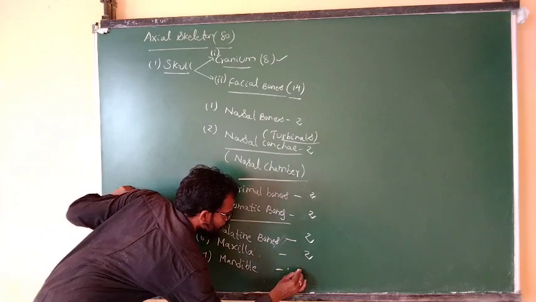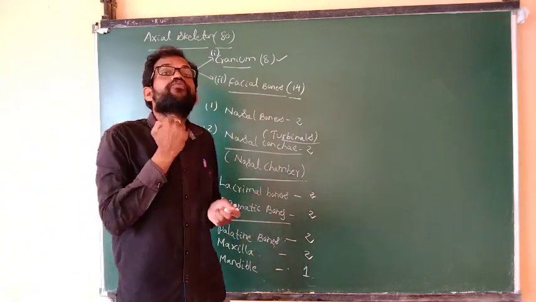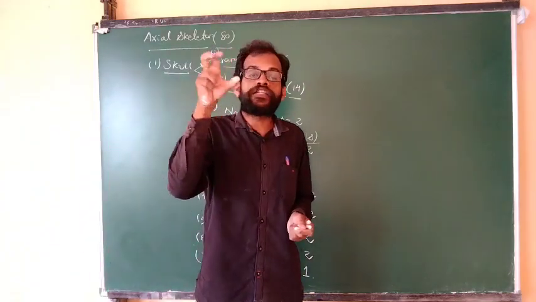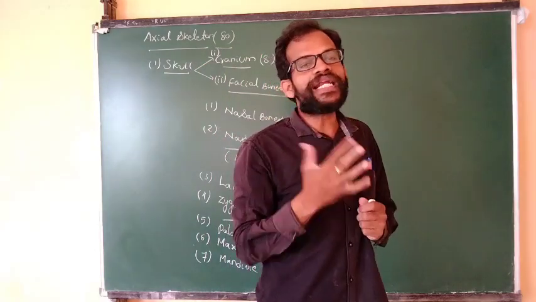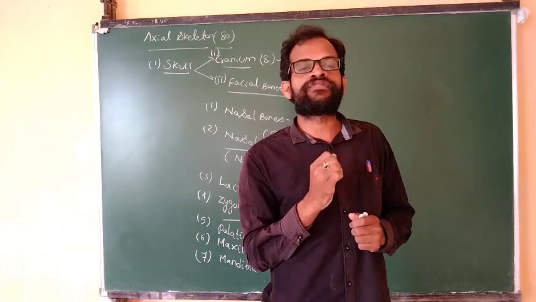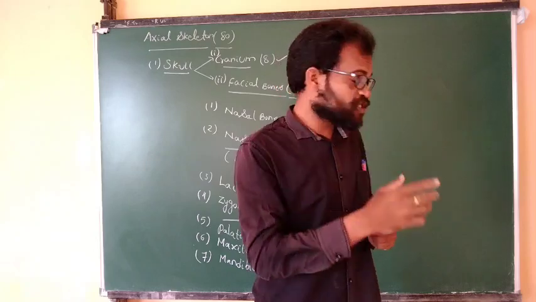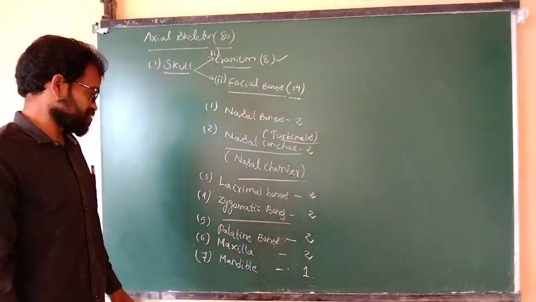The next important, mandible bones. How many mandible bones? Only one bone. The maxilla is involved in movement, whereas the mandible has no movement. Mandible, one bone. Maxilla, two bones.